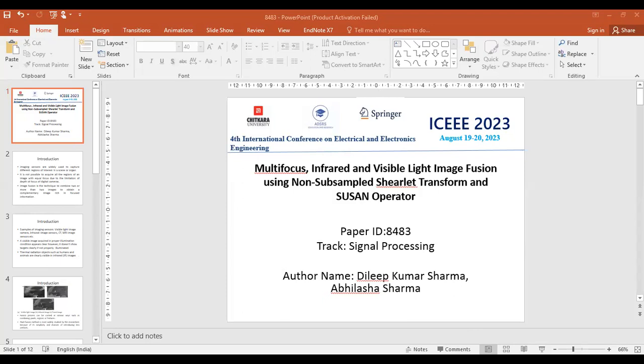The topic of my research is multifocus, infrared and visible light image fusion using non-subsampled Shearlet transform and SUSAN operator. The authors of this paper are Dilip Kumar Sharma and Abhilasha Sharma.